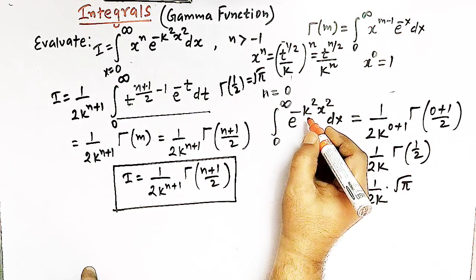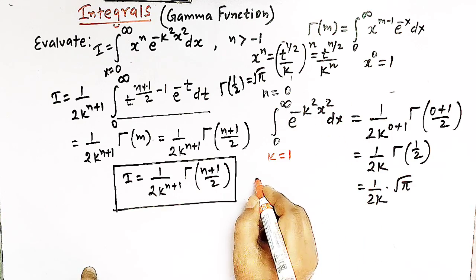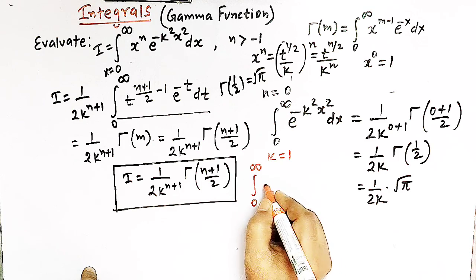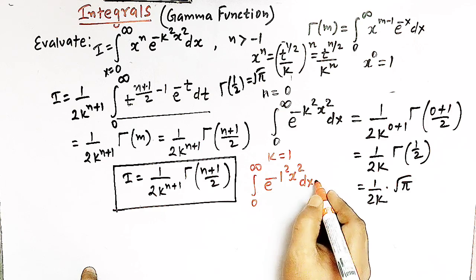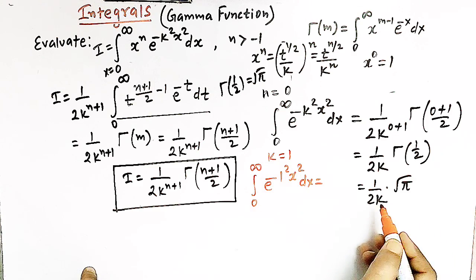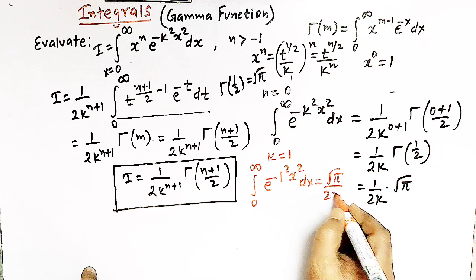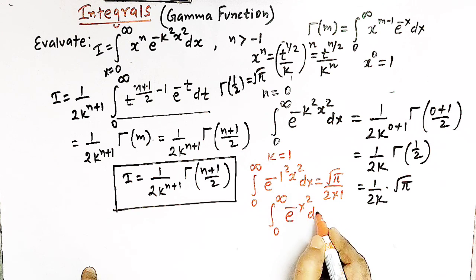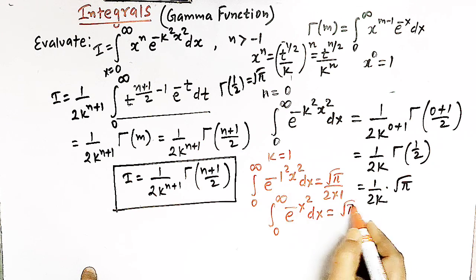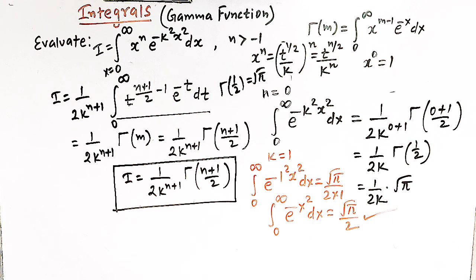So now further, if we take the value of k as 1 in this integral, then we have 0 to infinity e raised to minus 1 square x square dx, and here we take k is equal to 1, so we have square root of pi over 2 times 1. So the value of the integral 0 to infinity e raised to minus x square dx is equal to square root of pi over 2, and this is a well-known integral.